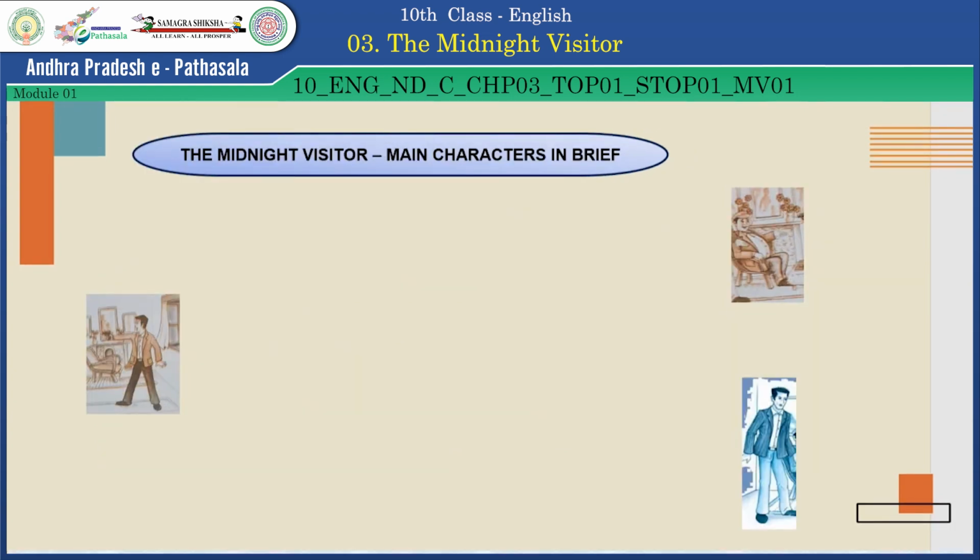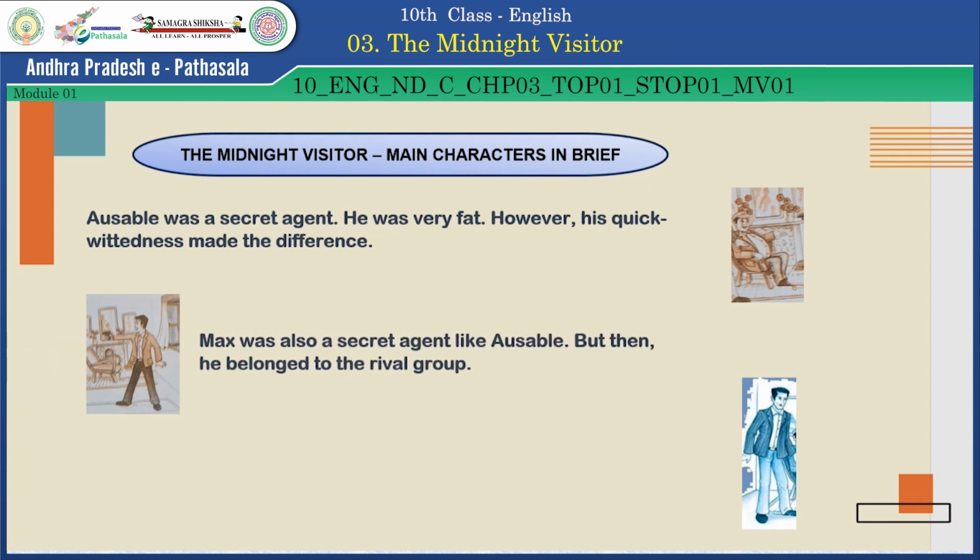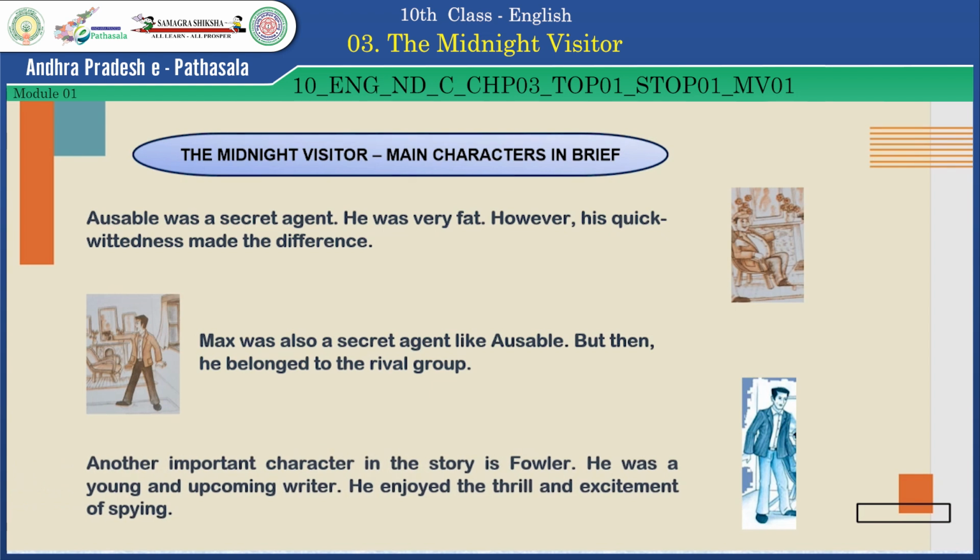Main characters in brief. Asbel was a secret agent. He was very fat. However, his quick-wittedness made the difference. Max was also a secret agent like Asbel, but then he belonged to the rival group. Another important character in the story is Fowler. He was a young and upcoming writer. He enjoyed the thrill and excitement of spying. Now, let's switch to the story.